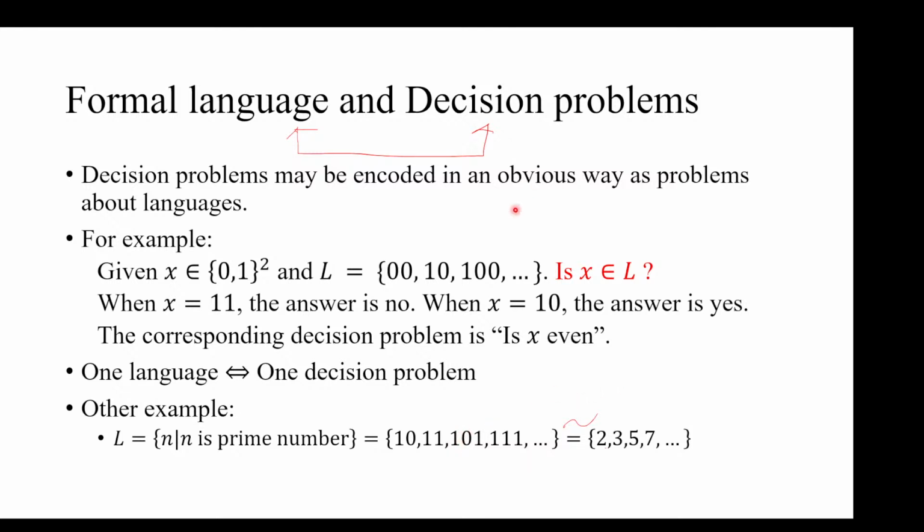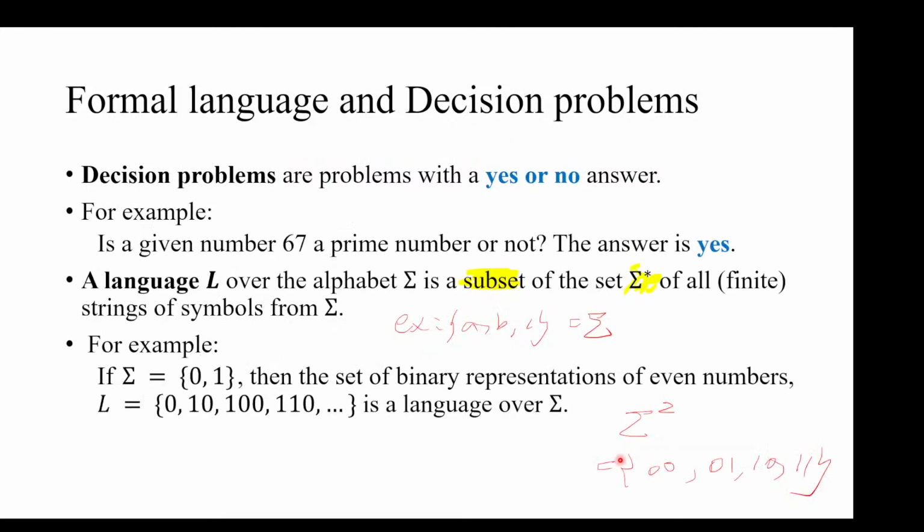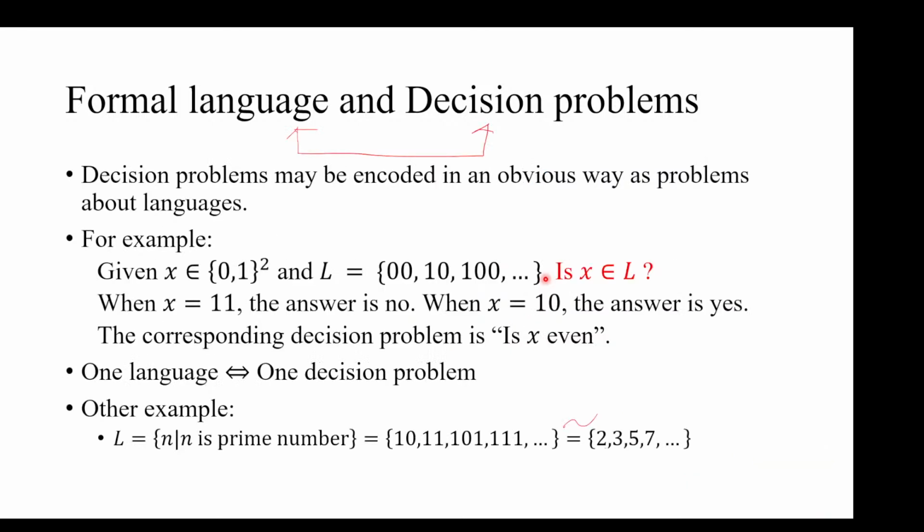Obviously you can also change your alphabet and have your language in decimal numbers. But for now let's have our language in binary. Then this language corresponds to testing whether your input is a prime number, that is, this binary string corresponds to a prime number. Okay, any questions so far?